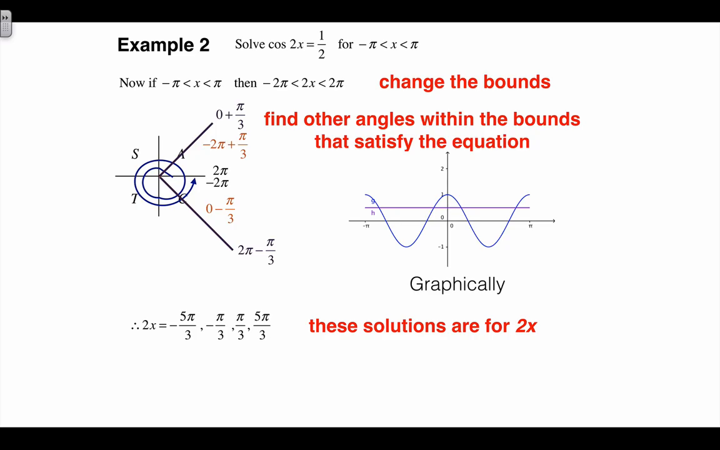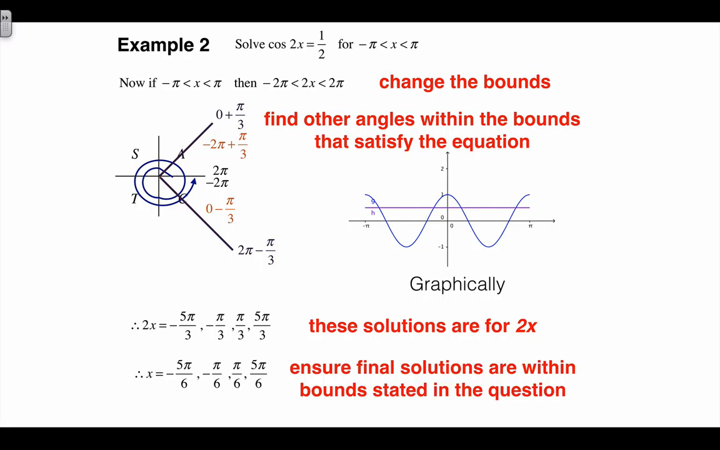But you've got to be very careful. That's what 2x is equal to. We don't want to find what 2x is equal to. We want to solve for x. So dividing everything by 2, we get x is equal to minus 5 pi on 6, minus pi on 6, pi on 6, and 5 pi on 6.